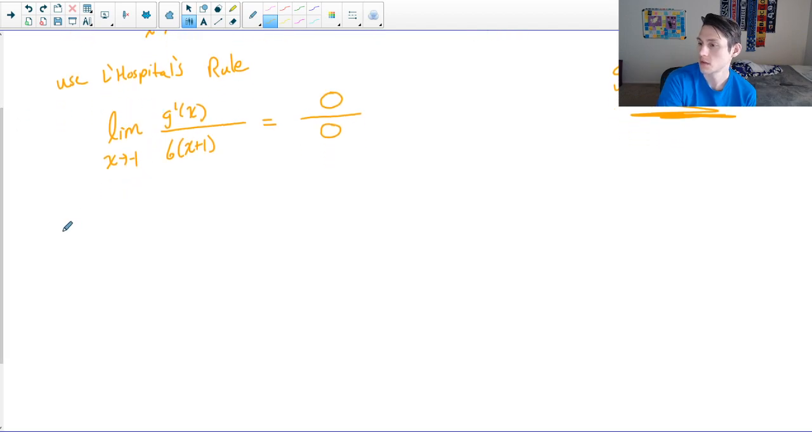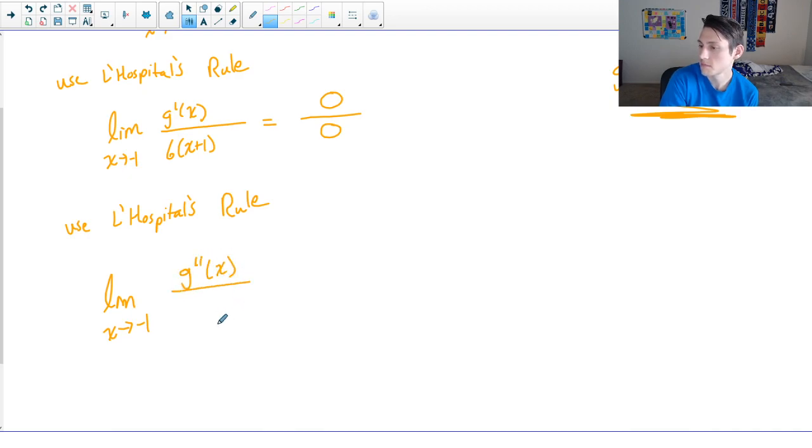Okay. But we got 0 over 0 again, so let's again use L'Hopital's rule. So the derivative of g prime is g double prime. 6 times x plus 1. That derivative would just be 6. Right, if you need to think about this distributed, 6x plus 6, yeah, that derivative is just 6.